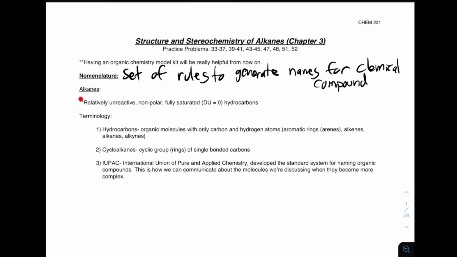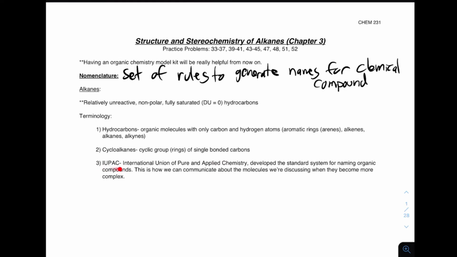So the big thing about the chapter will be alkanes. Remembering from our functional group section, that is just fully saturated hydrocarbons. The degree of unsaturation is 0, just sp3 carbons with hydrogens attached. So some terminology we'll have to get used to, or re-remember, is hydrocarbons, organic molecules with only carbon and hydrogen atoms attached, and cycloalkanes, cyclic groups of single bonded carbons. Even though the degree of unsaturation here is 1, with a ring, they are still all sp3 carbons, okay?